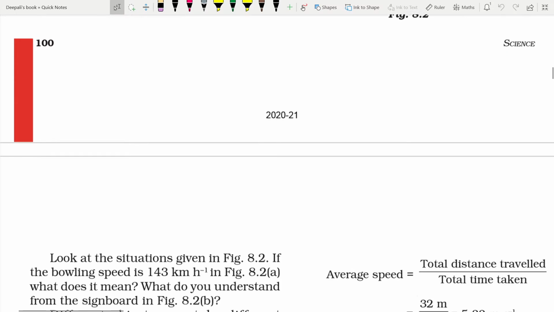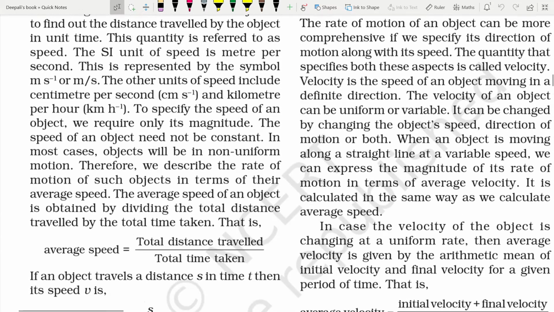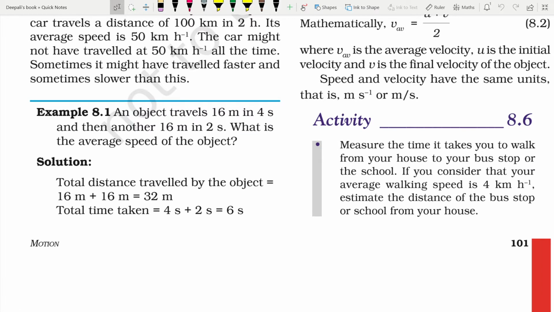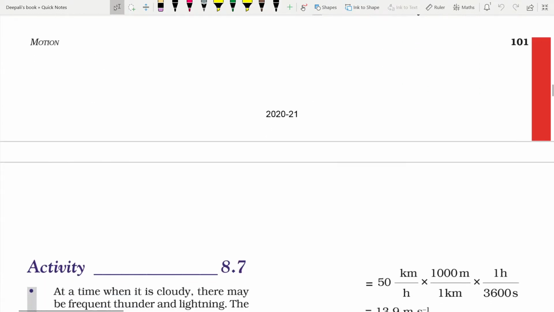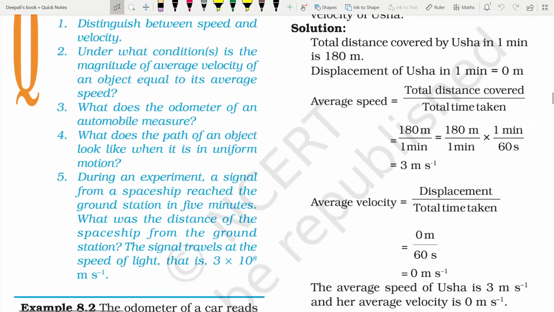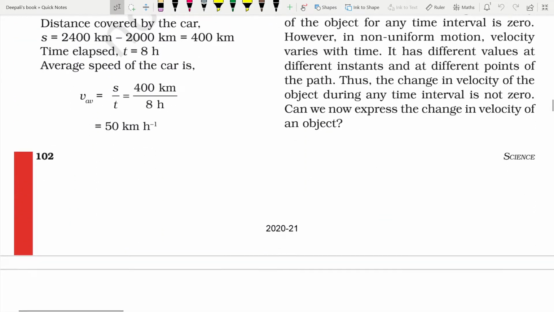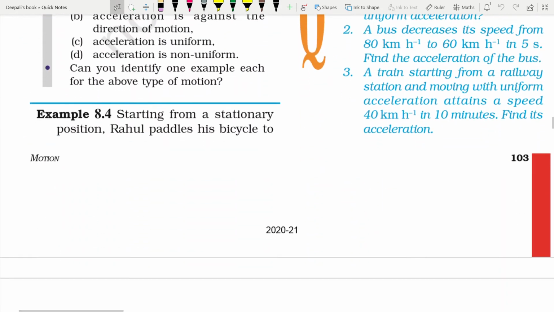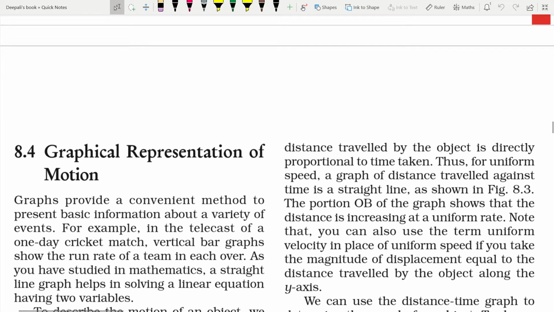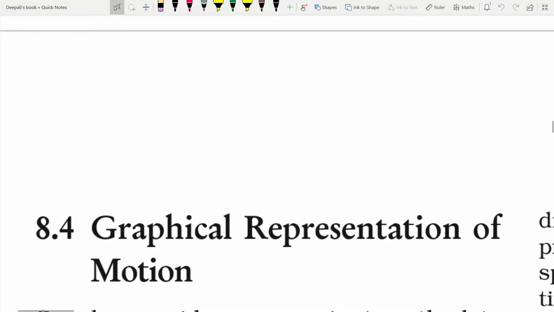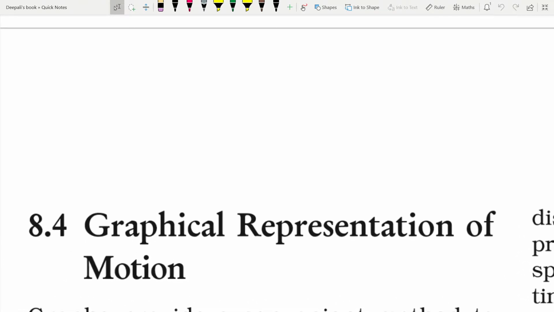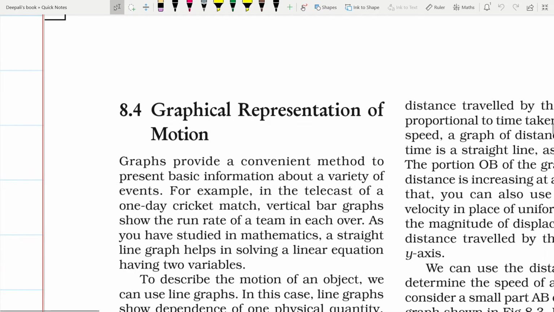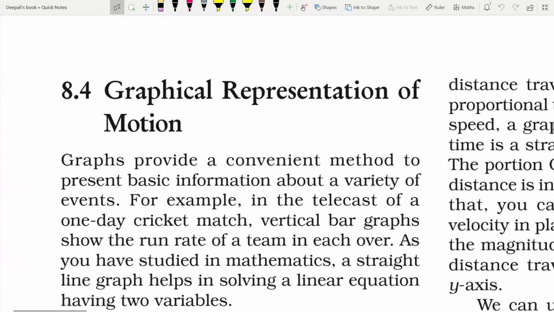Now we studied the various quantities related to motion, that is distance, displacement, speed, velocity, and acceleration. Now let us understand the relation between all these physical quantities that we studied and how a graph can help us to understand it in a better way. The graphical representation of motion.